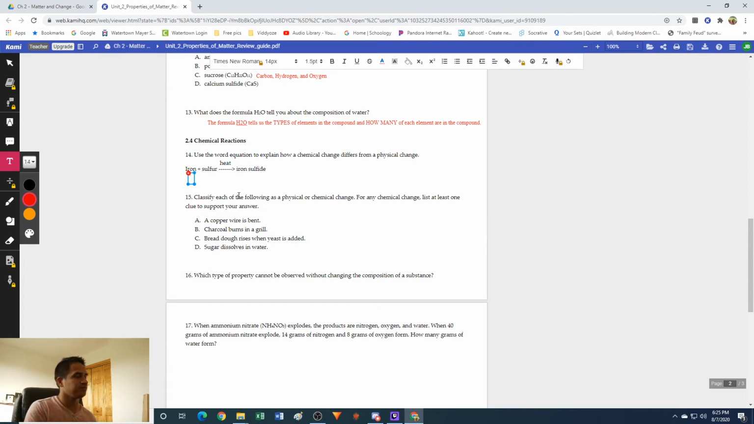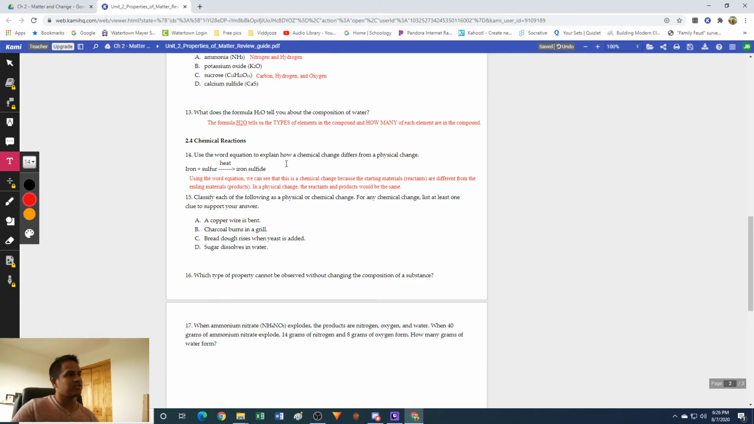So we can say, using the word equation, we can see that this is a chemical change because the starting materials, the reactants, to use our proper vocabulary, are different from the ending materials, the products. In a physical change, the reactants and products would be the same. So using this word equation, we can see that this is a chemical change because the reactants are different from the products. In a physical change, the things you start with and end with would be the same because you're not making anything new. And in this problem, we are obviously making something new.